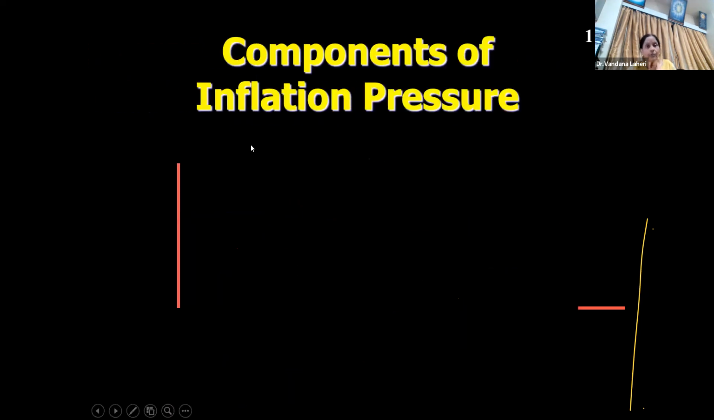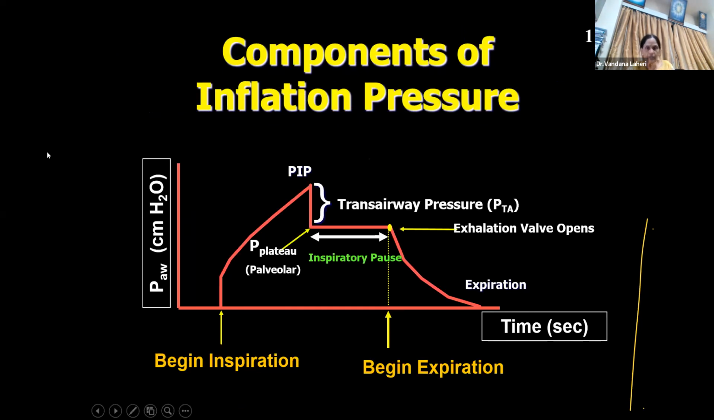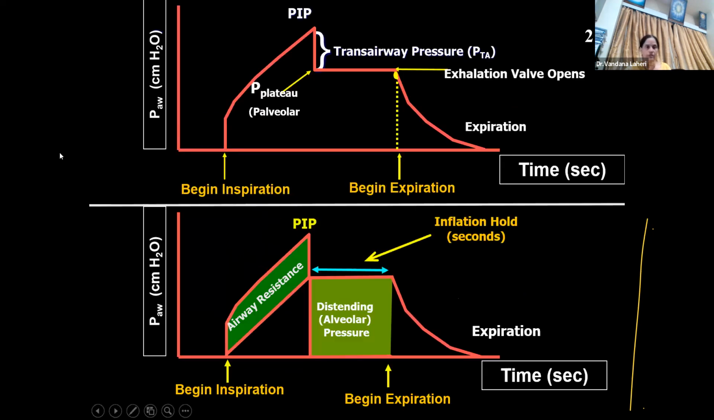Now let us see the components of inflation pressure a little differently, okay? That was very complicated. Now here I have just shown you, inspiration begins, airway resistance is overcome, the pressure rises. Here it rises suddenly. Here it does not rise suddenly because alveoli are inflating. So the pressure doesn't rise suddenly. This is PIP, trans airway pressure, plateau pressure, inspiratory pause, exhalation valve opens and exhalation begins, okay?